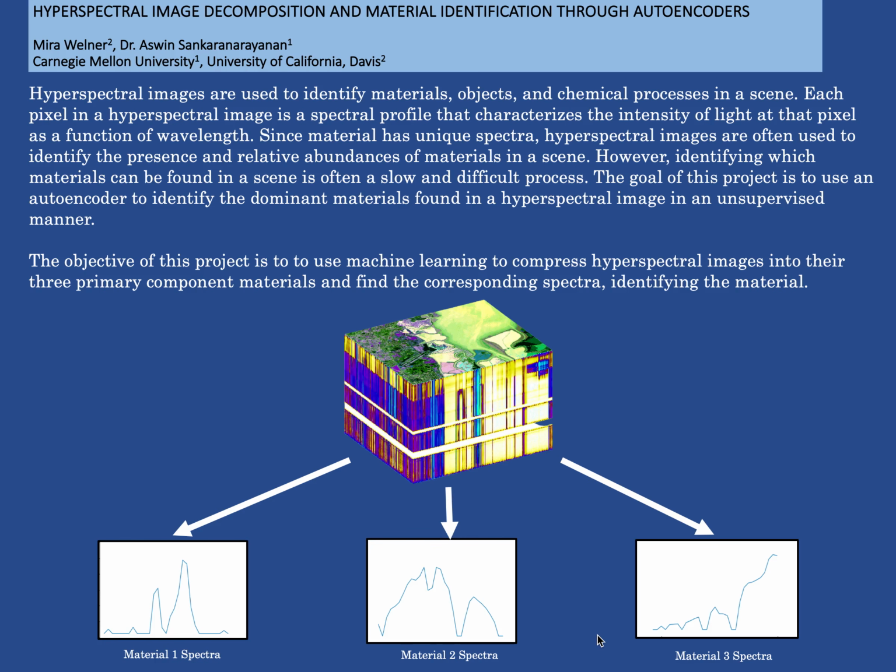Hyperspectral images are incredibly useful in figuring out the chemical processes of various scenes and images. The objective of this project is to use an autoencoder to compress and decompress a hyperspectral image and use the compressed information to find the three primary materials in the hyperspectral image.